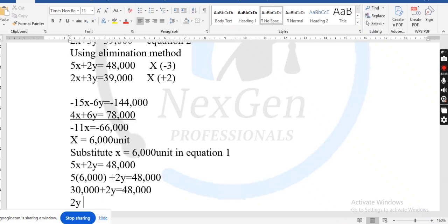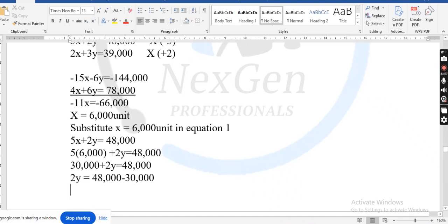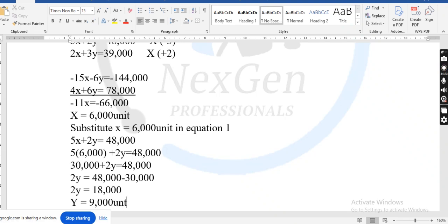So we can have 2y equals to 48,000 minus 30,000. What do you have? 18,000. Okay. Then y equals to what? What is our y? 9,000. 9,000 units. Class, this is our unit, right?